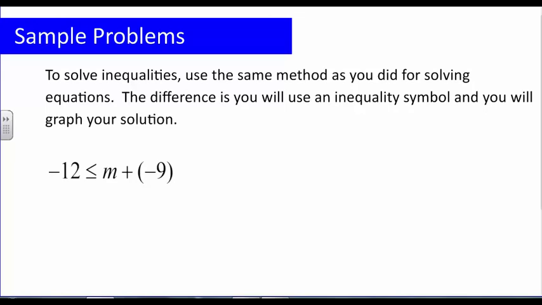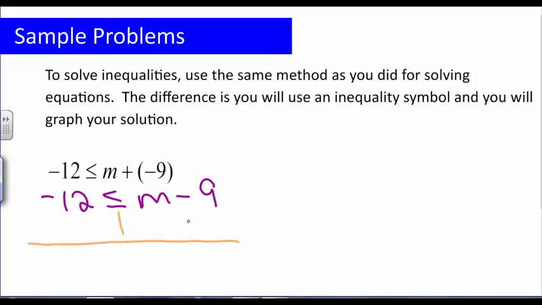So let's look at this inequality. Negative 12 is less than or equal to m plus a negative 9. To simplify this a little bit, I can say negative 12 is less than or equal to m minus 9, since adding a negative is the same thing as subtracting 9. Then I want to zero out the constant on the variable side, so I'm going to add 9 to both sides, just like we did with equations. And I have negative 3. I'm going to carry down this inequality symbol, is less than or equal to m. And that's my solution.